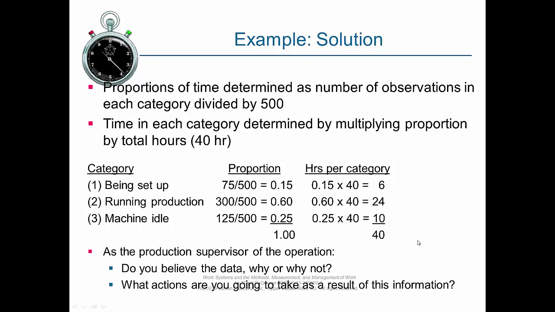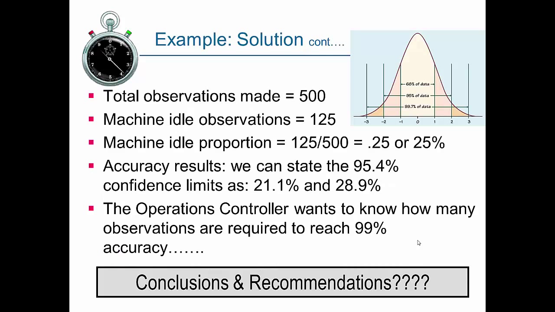Okay, for my example solution, I'm going to go to the next page. I'm going to look at the percent of time that the machine is idle. I see that total observations are 500. There's 125 of those observations where the machine is idle, and so there's my 25%. This is just a repeat of the data that we showed in the analysis portion on the prior slide. Now we get into the statistical analysis of that.